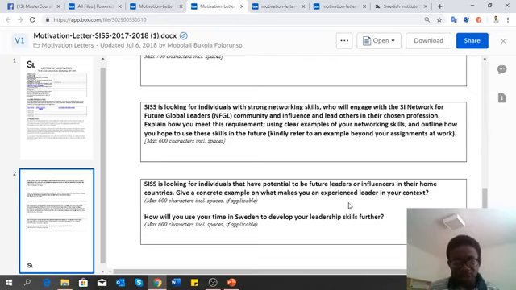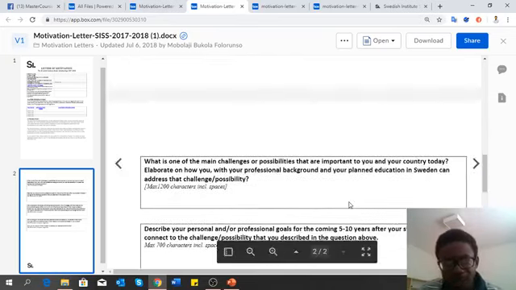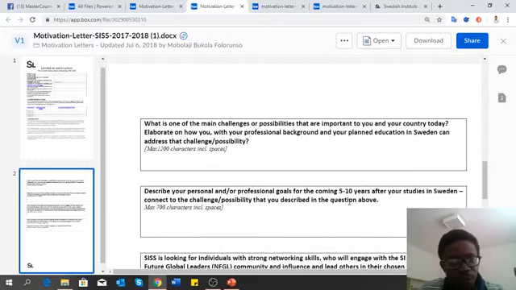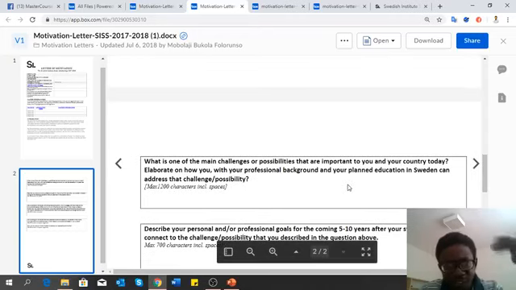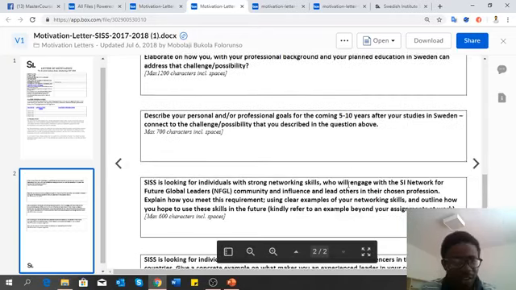So you can see here that basically everything they're asking about is, do you know about the problems affecting your country? How is your professional experience, your professional background, connected to that? And how do you intend to use your master's studies in Sweden to address this challenge? Then what are your goals in the future? How do you intend to address this challenge in the next 5 to 10 years?